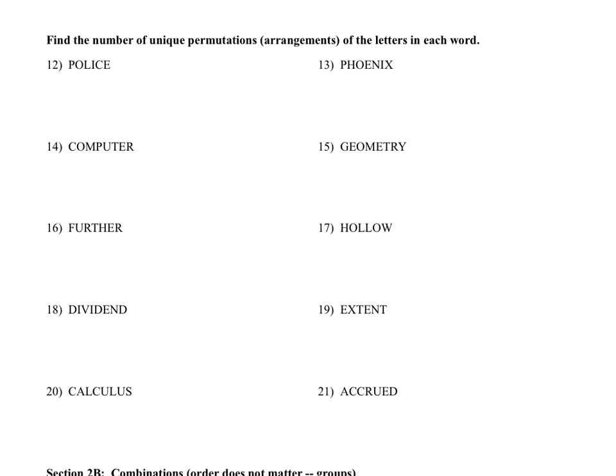Okay, now we're going to continue on with some permutations, and this is going to be permutations of letters that are in words. Find the number of unique permutations or arrangements, because remember a permutation is an arrangement of the letters in each word. And so we're going to look at number 12, and then we're going to do number 15, geometry.